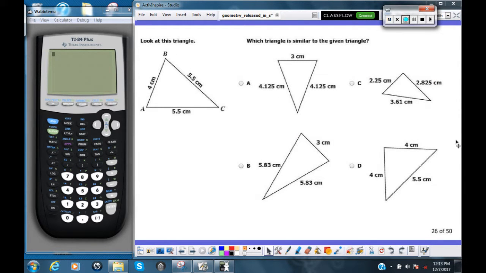Question number 26, we're looking at similarity in triangles. So they want to know which triangles are similar. Remember, in similar triangles, two things have to happen. We have to have congruent angles, and we have to have proportional sides, meaning we need to put the sides in ratios to see if they're equal.